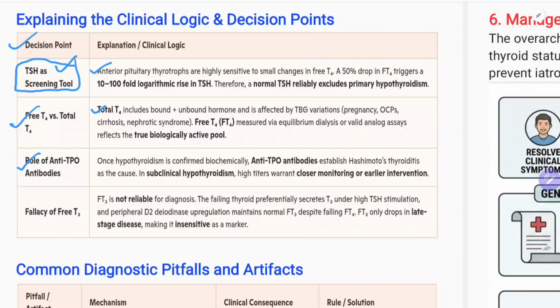Role of anti-TPO antibodies. Once hypothyroidism is confirmed biochemically, anti-TPO antibodies establish Hashimoto's thyroiditis as the cause. In subclinical hypothyroidism, high titers of these antibodies warrant closer monitoring or earlier intervention.